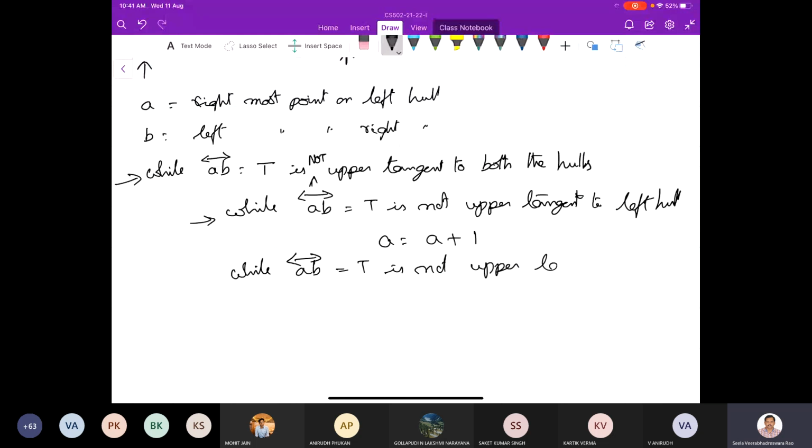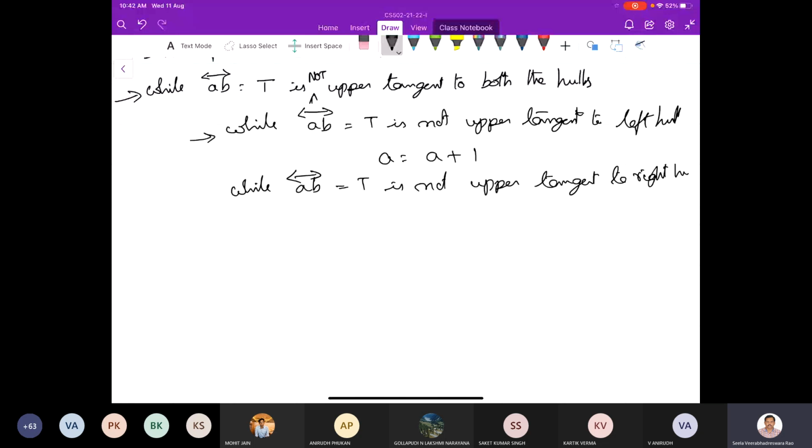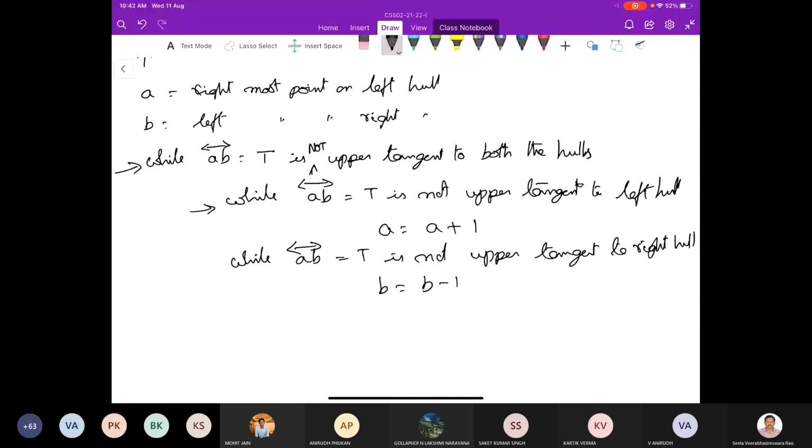Right hull or not. If not, then we'll go to the previous one. So this is the two while loops within the while loop, similar to what we see in quickhull and quicksort. Keep moving till it reaches the upper tangent for both hulls. Is this clear? Whatever algorithm we discussed is actually written as code here.